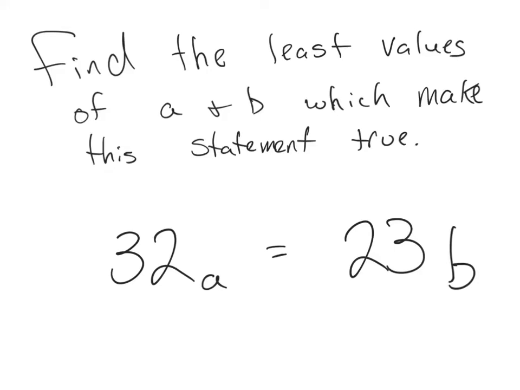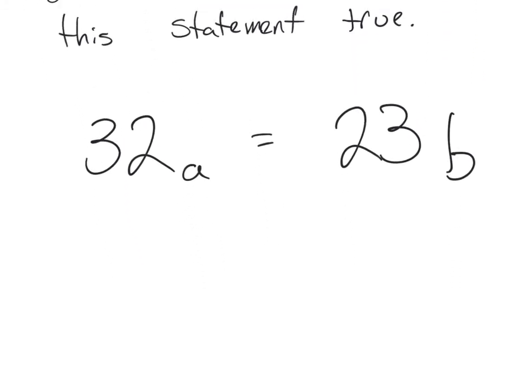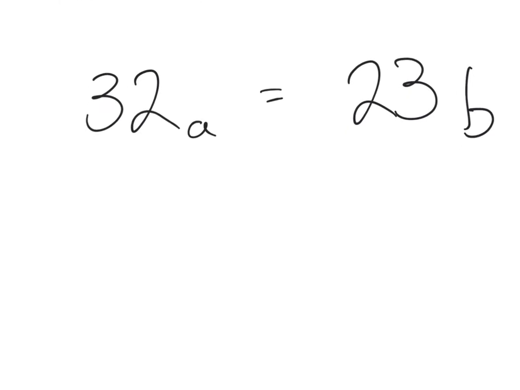Find the least values of a and b which make this statement true. 32 base a is equal to 23 base b. Okay, so we're trying to find what a and b are. We don't know what the bases are. We're trying to figure that out. We want it to be the smallest.